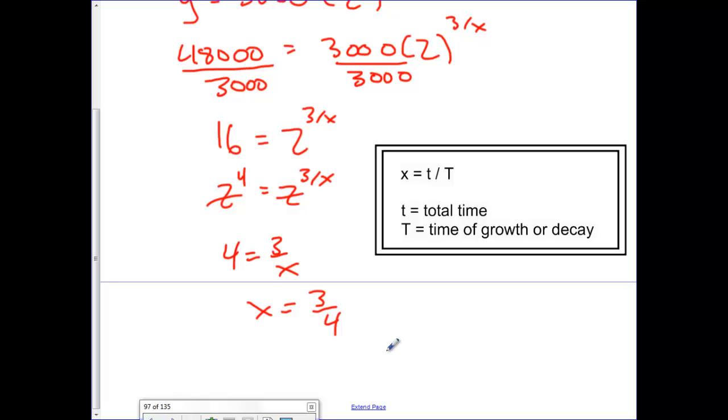So 45 minutes, it's doubled. What's 45 minutes times 2? An hour and a half, it's doubled again. 2 1/4 hours, it's doubled again.